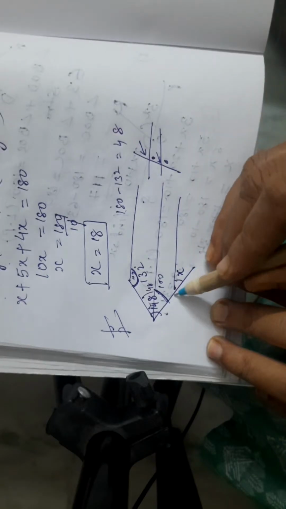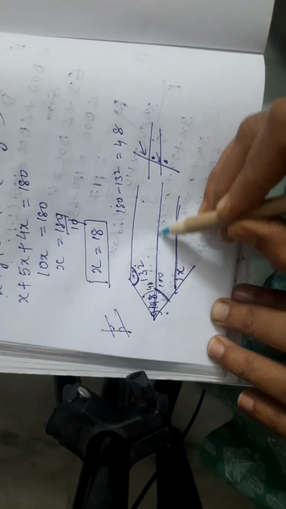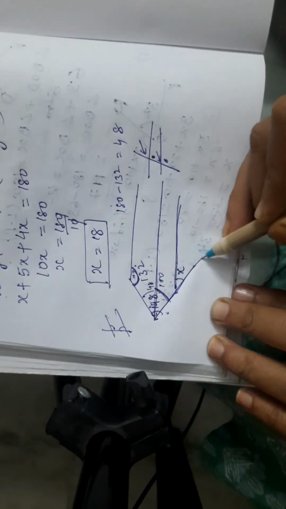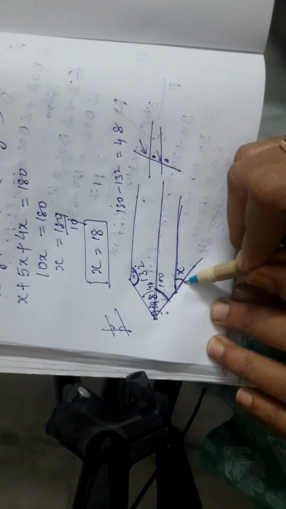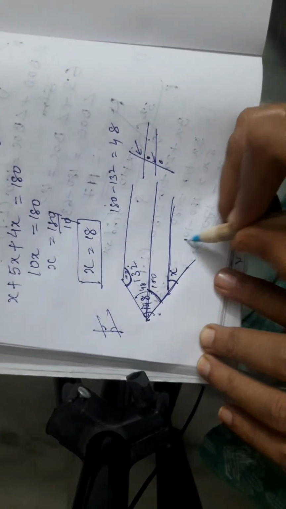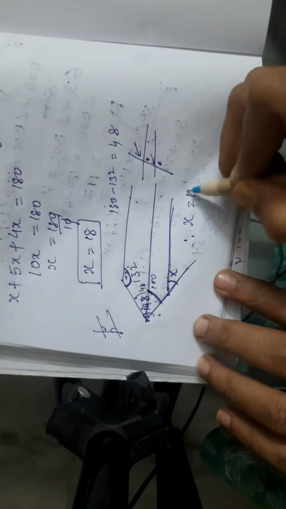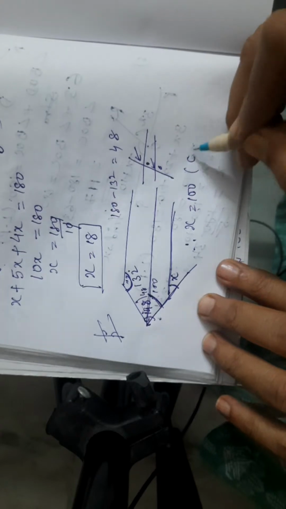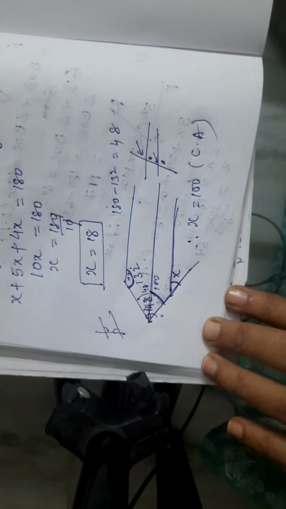This is 100. Here two parallel lines are there. This is the transversal and both the angles are below the line, so their measurement will be equal. Therefore, x is equal to 100. We'll write the reason as corresponding angle.